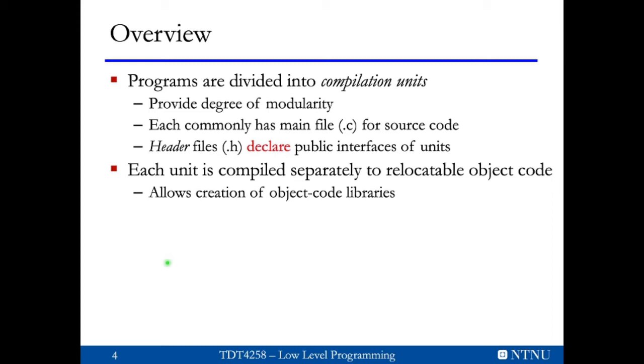This also allows the creation of object code libraries, so when you've written a function or a set of functions to, for example, draw graphics or do cryptographic functions, you can put them together in a so-called object code library just containing machine code instead of source code, and you could deliver it to your customers so they could just reuse your functions.